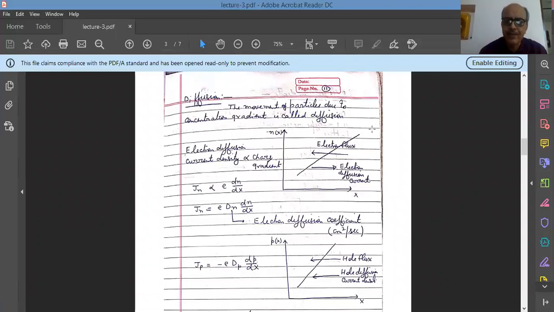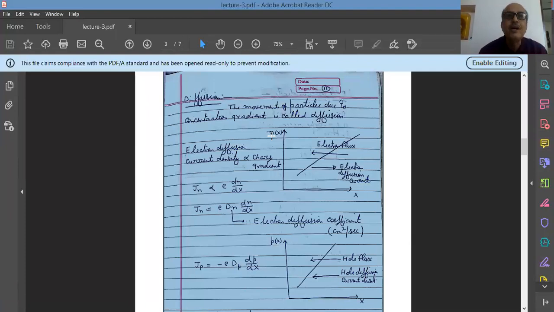Similarly, suppose we want to define the value of the resistivity also. Resistivity is the inverse of the conductivity, and we can write resistivity rho as 1 upon sigma, and write down the expression for the resistivity of a semiconductor in terms of electron concentration, hole concentration, the electron mobility, and the hole mobility. So for drift, the electric field is essential. Without electric field, drift motion is not possible.